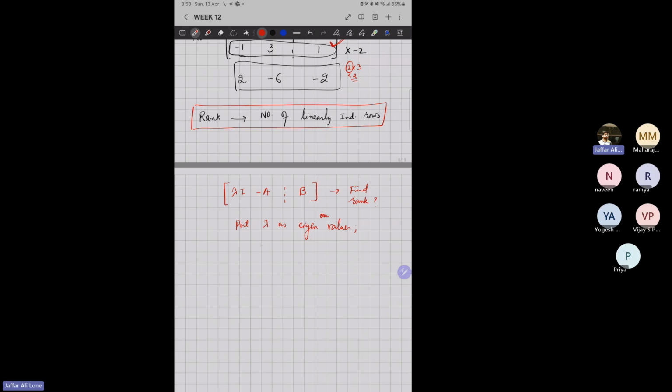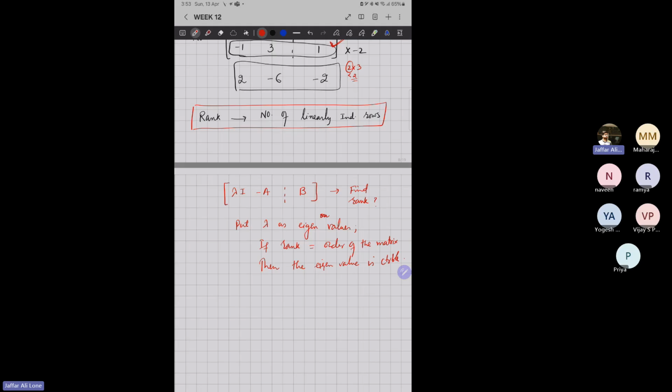So if the rank is equal to the order of the matrix, then the eigenvalue is controllable. Otherwise, uncontrollable. This is one way. I'll show you another way in a moment.